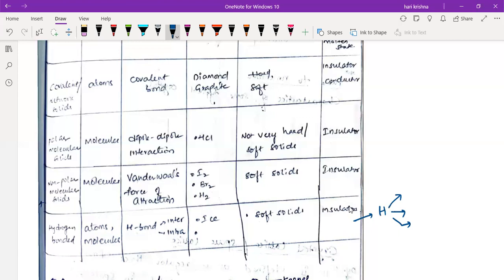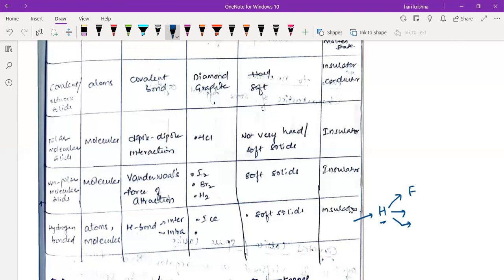Hydrogen bonded means the bond between the hydrogen and three other most electronegative elements. Now, can you tell me what are the most electronegative elements in the periodic table? Which one is the most electronegative element in the periodic table? Fluorine. Very good. Fluorine.